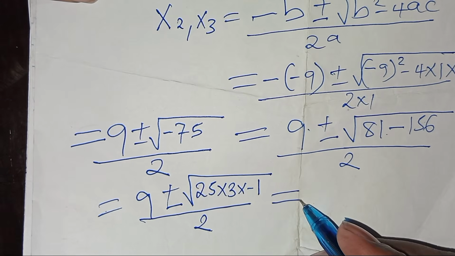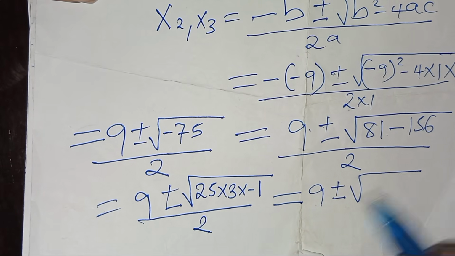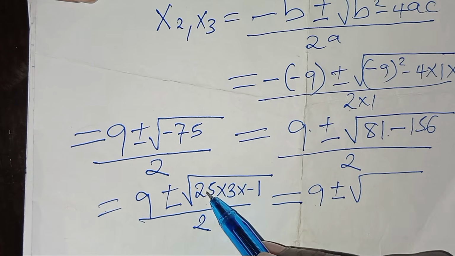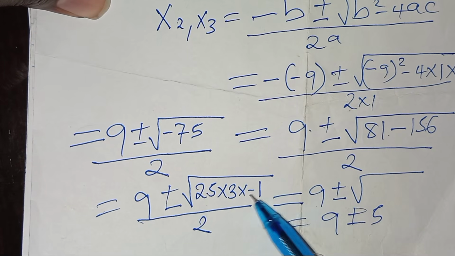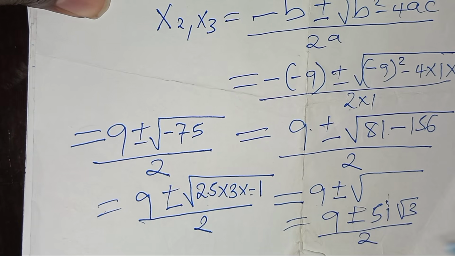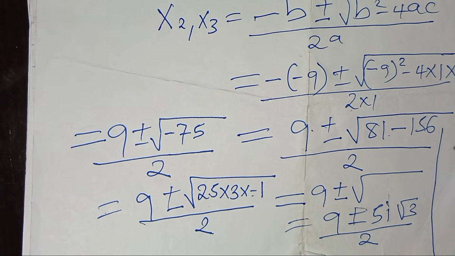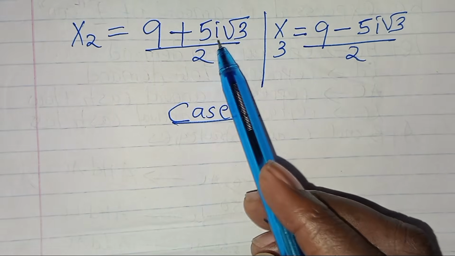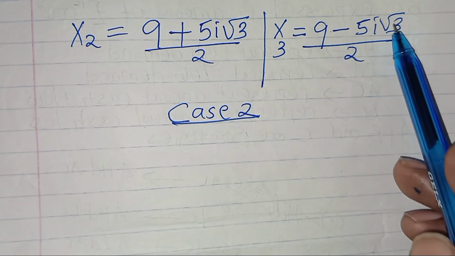And this is actually equal to 9 plus or minus the square root of, now here, this is the square root of 25, this is 5. Let me write this as 9 plus or minus 5. Square root of -1, this is I. Square root of 3 divided by 2. So now from what you have here, we have x2 is equal to 9 plus 5i square root of 3 divided by 2. x3 is equal to 9 subtract 5i square root of 3 divided by 2.